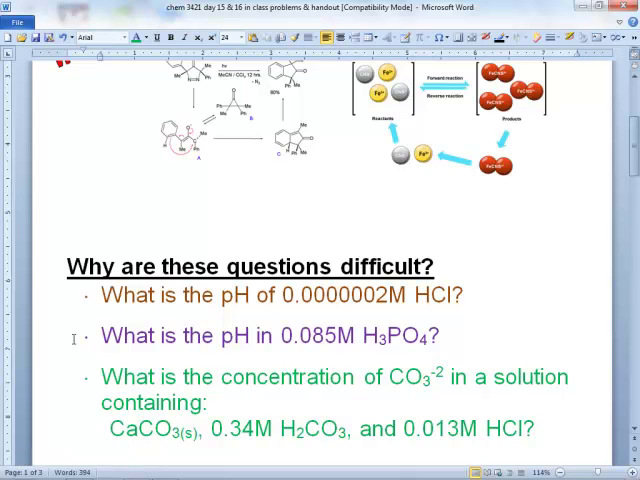Why? Anybody know? What makes it a difficult problem? Yeah? What I'm saying is 0.00000002 is not the concentration of H. It's definitely the concentration of Cl, but not of H. Why?